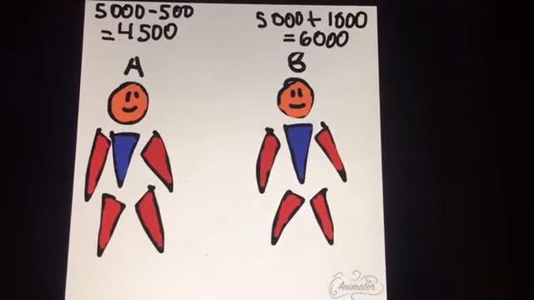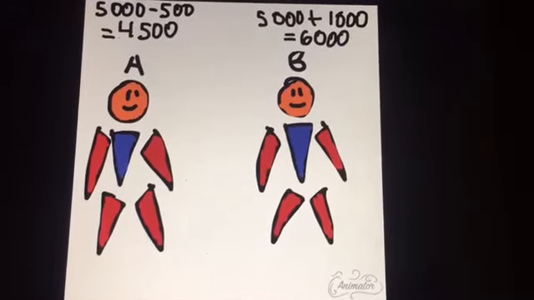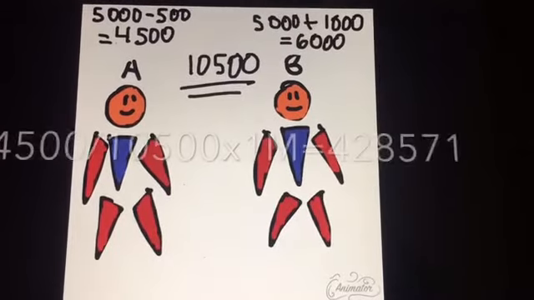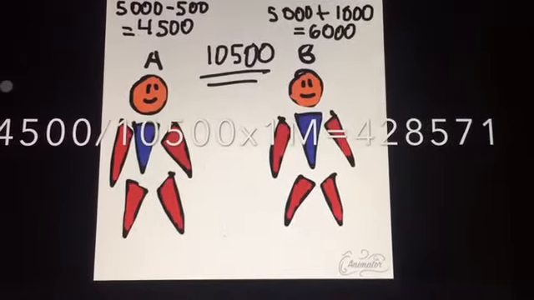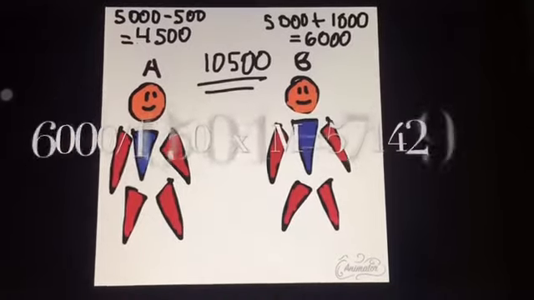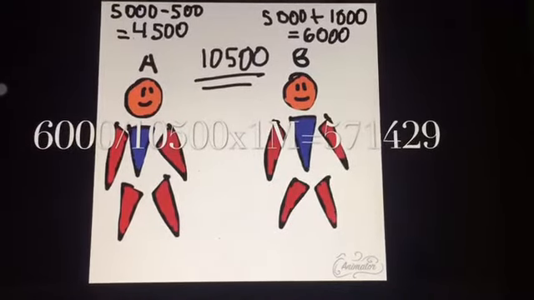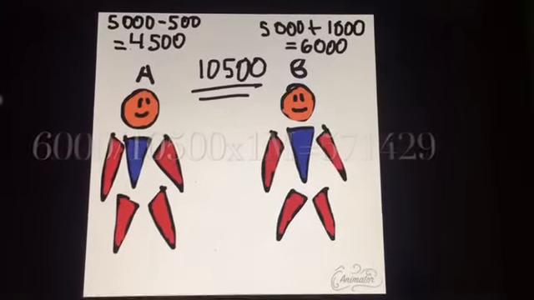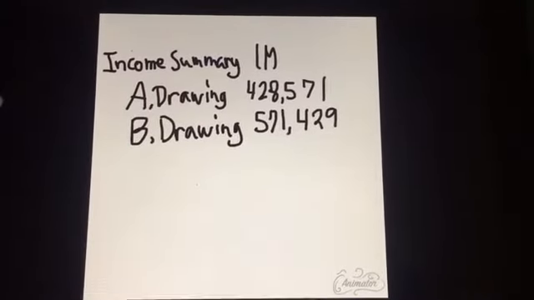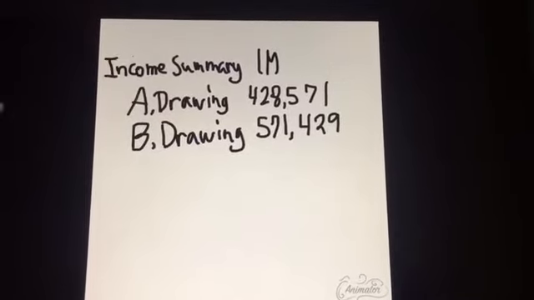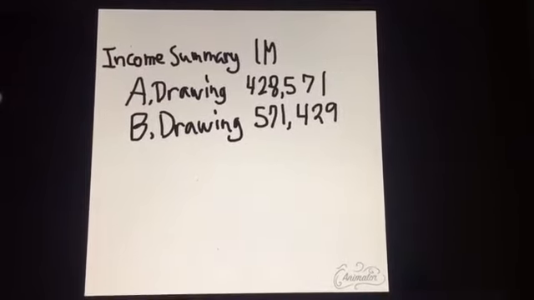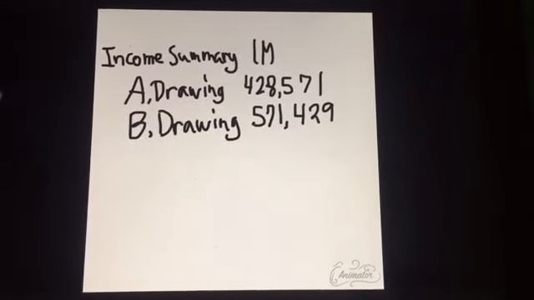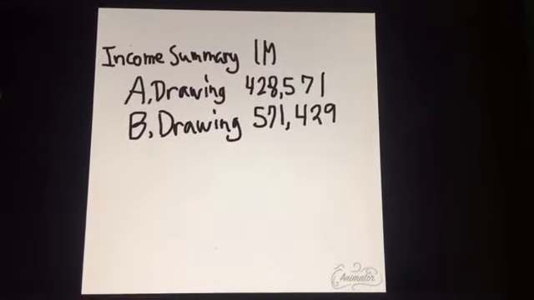And the computation for the share of net income of A would be 4,500 over 10,500 times 1 million, which would be 428,571. And as for B, it would be 6,000 over 10,500 times 1 million, which would lead to the amount of 571,429. The journal entry for that is a debit to income summary of 1 million, a credit to A drawing of 428,571, and to B drawings of 571,429.